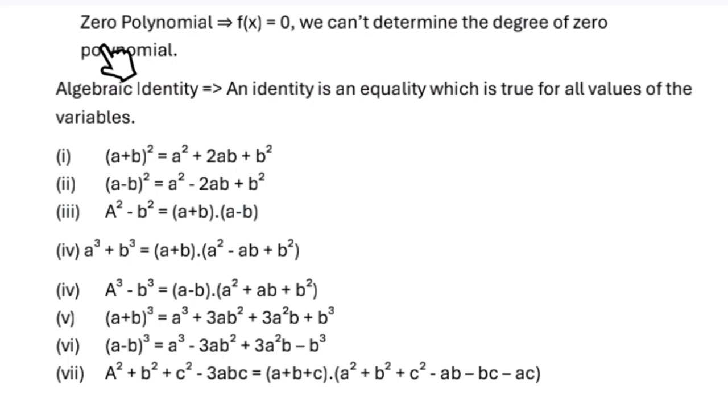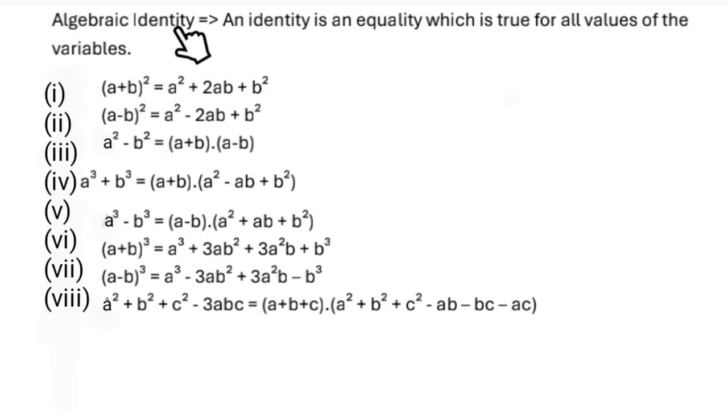Now zero polynomial implies f(x) is equal to 0, we can't determine the degree of the zero polynomial. Algebraic identity implies an identity is an equality which is true for all values of the variables.